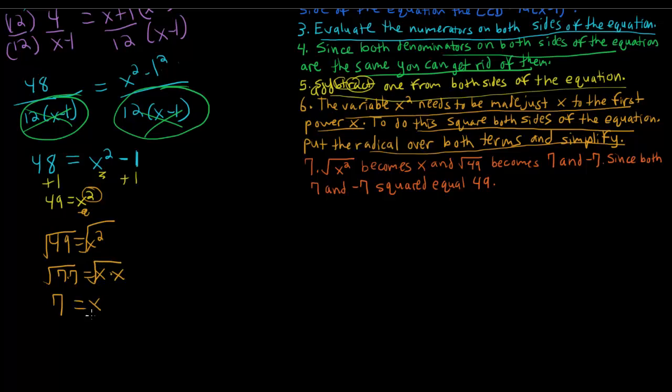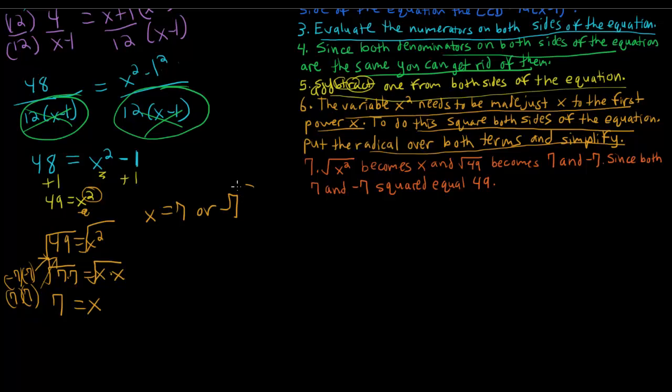So x equals 7 or negative 7, because you can have negative 7 times negative 7, which equals positive 49, or you can have positive 7 times positive 7, which also equals positive 49. So your answer is x equals 7 or negative 7.